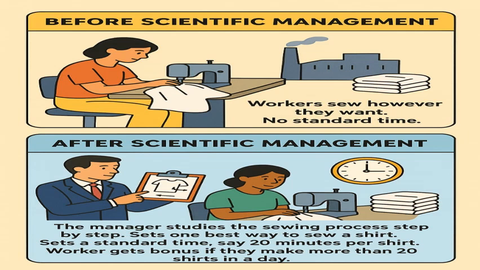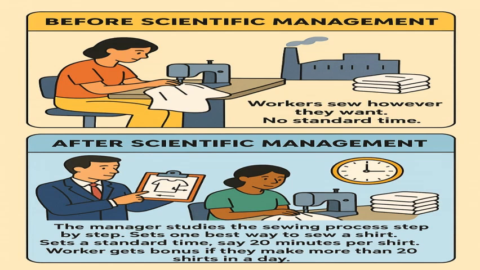When scientific management was introduced, the manager studied the sewing process, what is the process to stitch a shirt or clothes. He carefully studied the stitching process step by step, and then realized what is the best way to stitch a shirt. Then he introduced and implemented this way to workers, that every worker should follow this way to stitch a shirt.